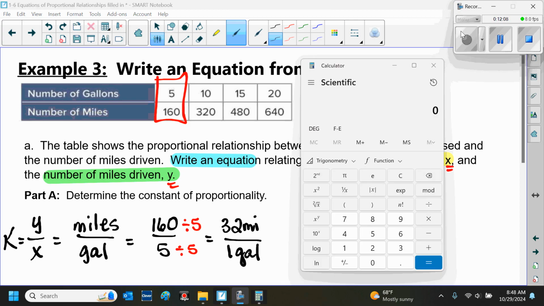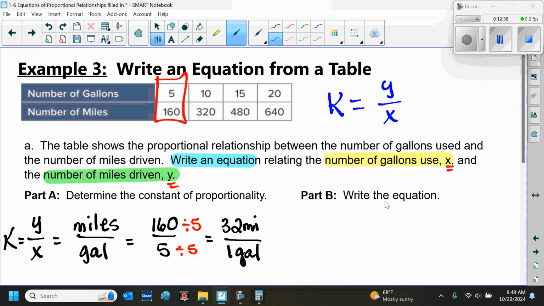Okay, so I just want to show you. If we do 320 divided by 10, of course, that's going to give us 32 miles in 1 gallon. If I divide 480 divided by 15, that gives us 32, and 640 divided by 20, that gives us 32. So you can see they are all equivalent, okay?